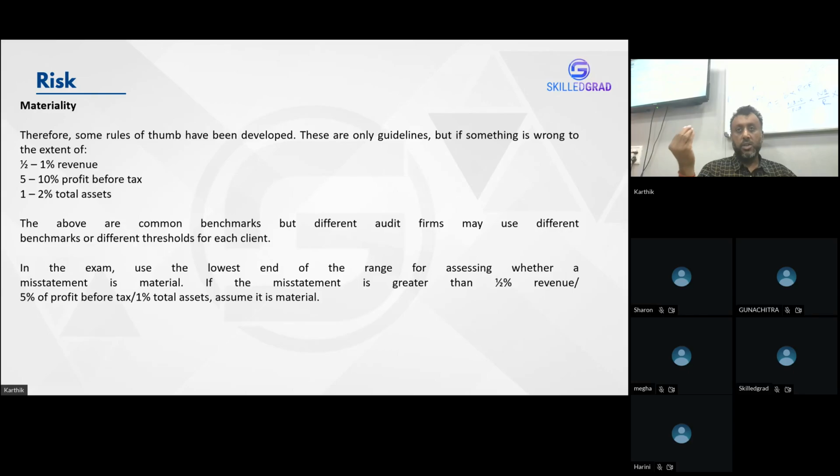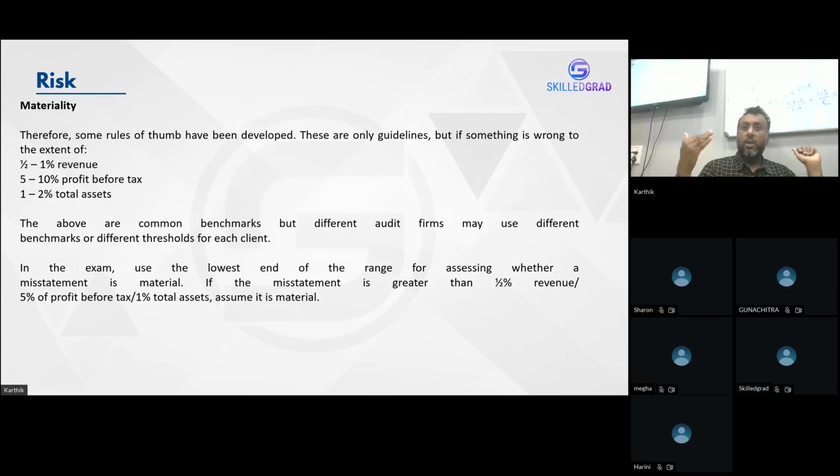But if, by checking invoices and so on, some differences are found and the actual number is 950 crores while the company shows 1,000 crores, that's a 50 crore difference, which is 5%. More than 0.5% or 1% of revenue is definitely material. On 1,000 crores, 0.5% is 5 crores and 1% is 10 crores.